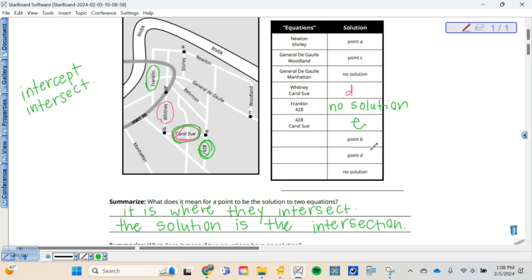So what two roads or equations meet at point B? Whitney, yeah, Highway 90 and Whitney. What about at point D?